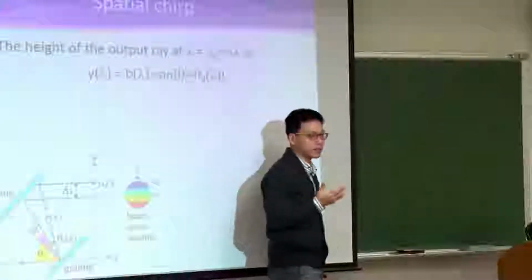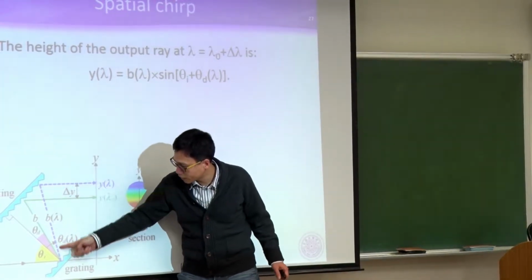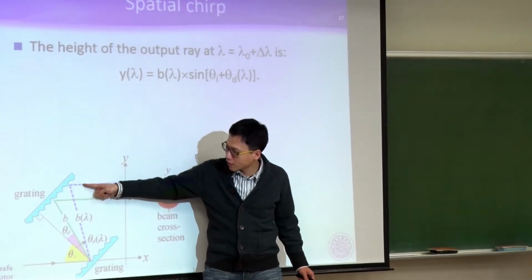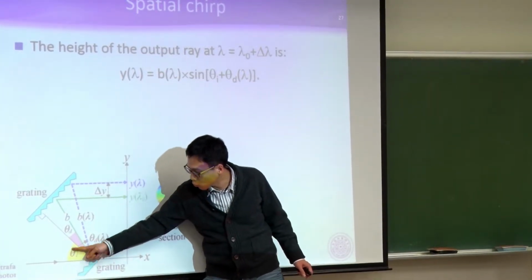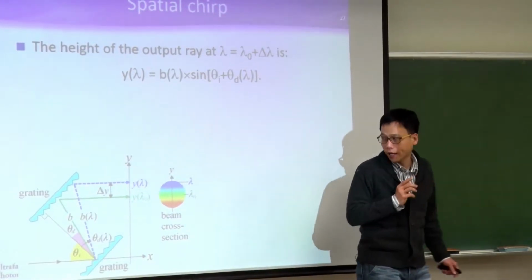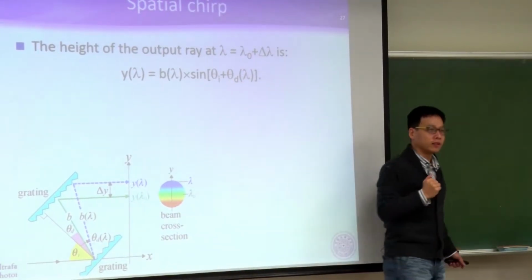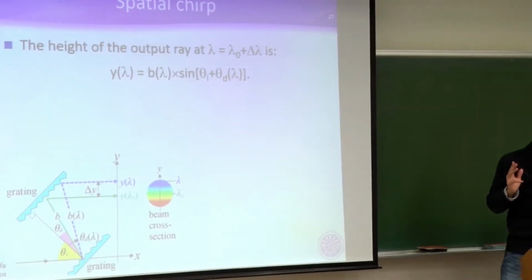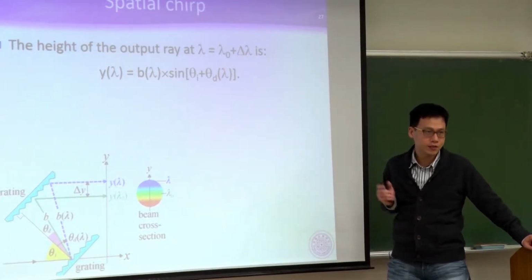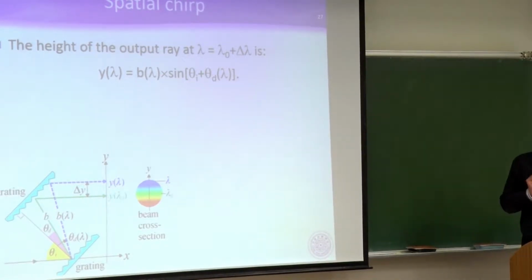And what is the length of that leg? You can use the hypotenuse, this one, times sine of this angle, right? And this angle is the same as this one, which is the summation of incidence angle theta I and the diffraction angle theta d. That's why you have this formula. Okay? And clearly, the displacement y is a function of wavelengths. Different colors will appear at different vertical positions at the output.